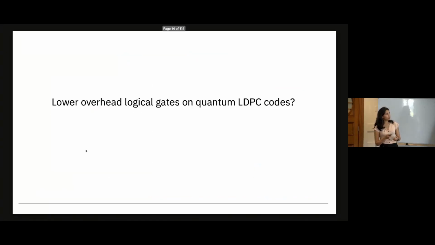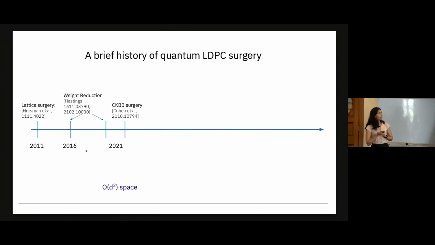So this was pre-2024, and the main question now is how can we do gates efficiently? And there's been a lot of work in this area, and the history of LDPC surgery in a very concise way goes like this, and there are a lot more works that came up, but I don't want to spend all day on this. So surface code surgery work has been going on since the early 2000s.